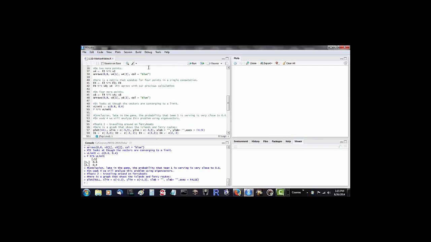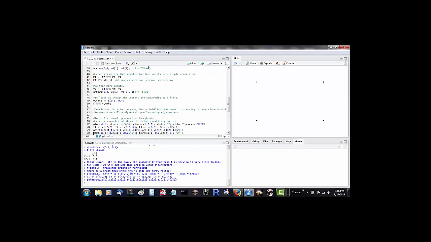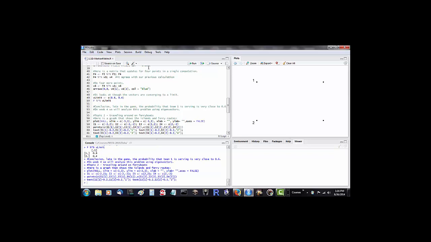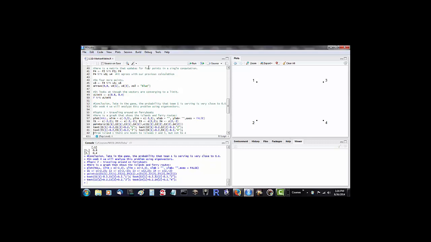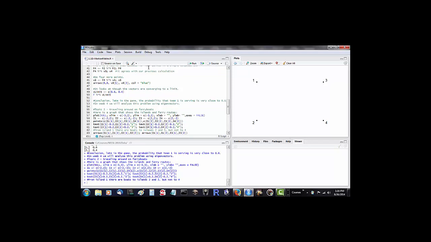Second example is very similar to one in the textbook. It involves a collection of islands where one can travel around on ferry boats, and I've drawn what computer scientists call a graph to represent the situation. The islands 1, 2, 3, and 4, are said to be nodes or vertices of the graph, and the ferry boat routes are edges of the graph.